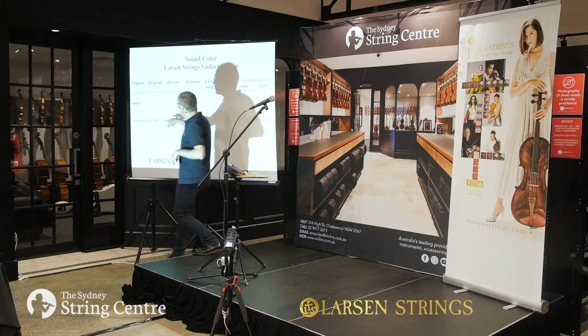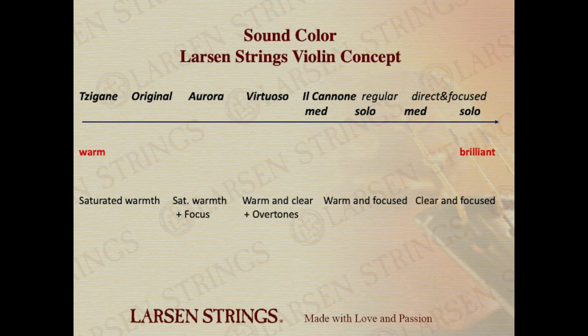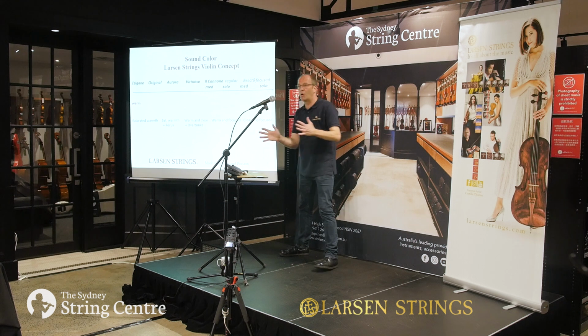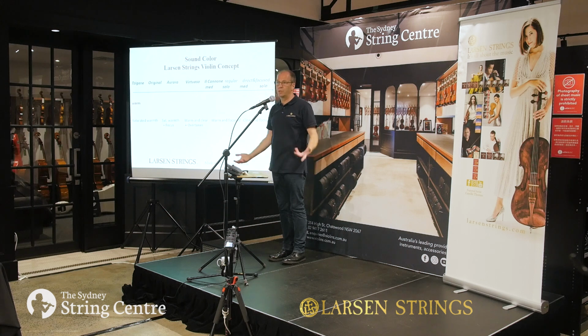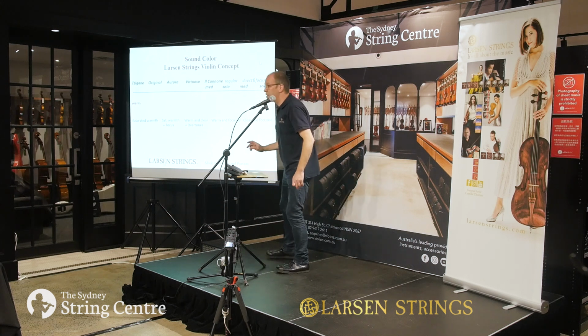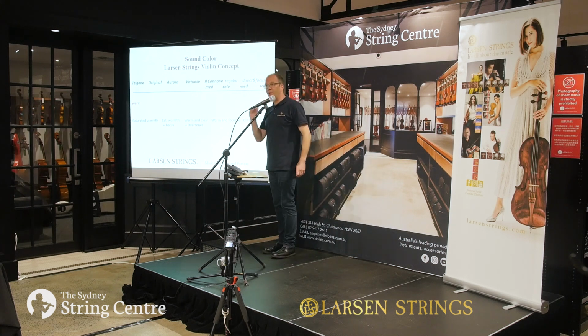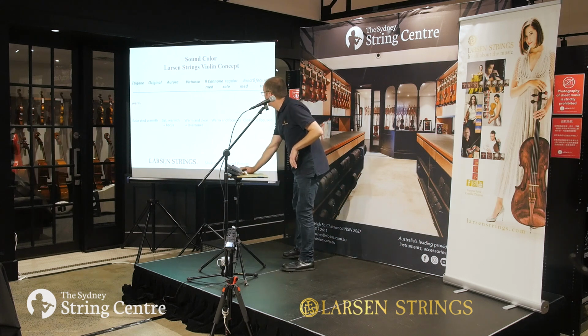When we start from the very warm side, we have the Zweig, it's warm and saturated. And then we go Original, Aurora, Virtuoso, Il Canone to the dark and focused. This is the bright side. All colors are available and you just have to choose the right match to what you like, what is good for the instrument you have in your hands. There's nothing better or worse. It's always about finding the optimum, the best strings for my setup and for my personal taste.